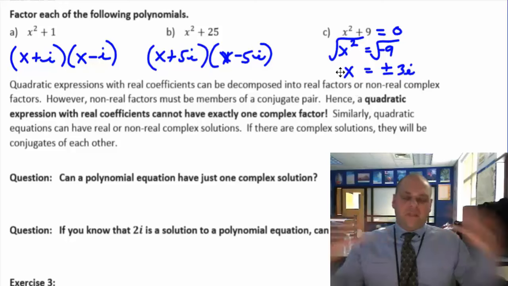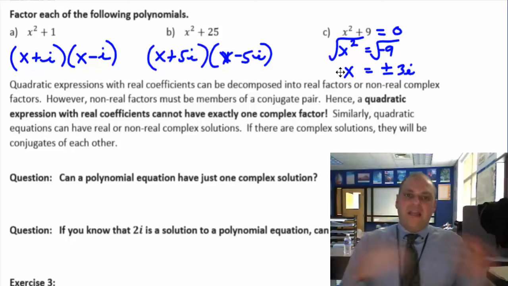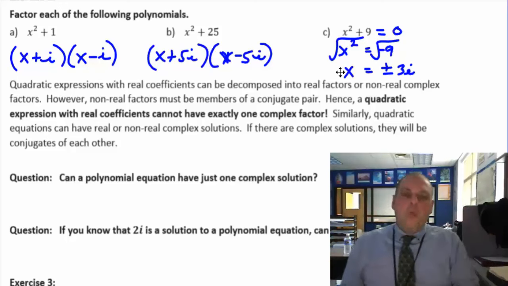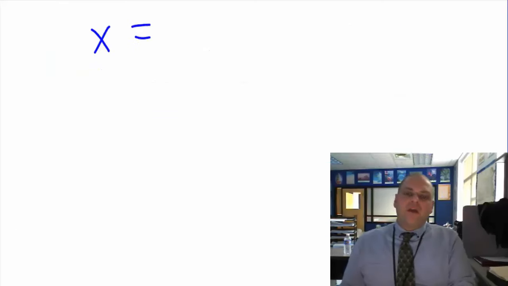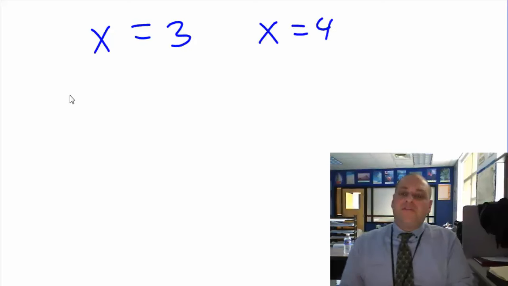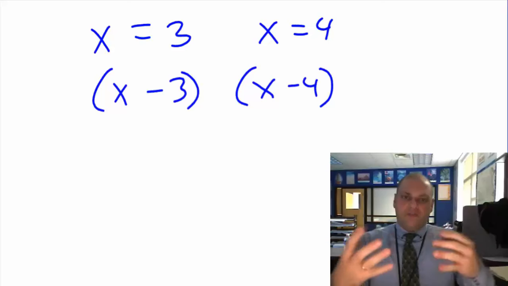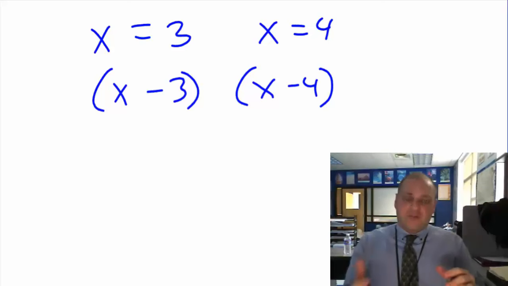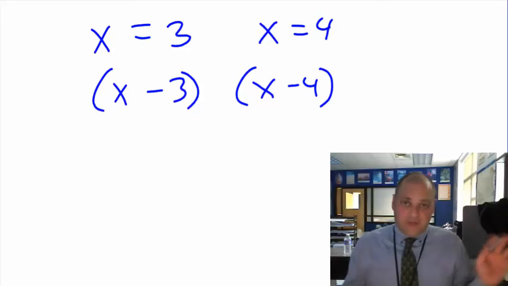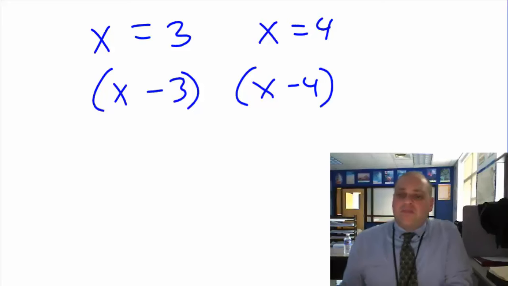Okay, so now we've got to think. If 3i and negative 3i are my solutions, let me back up a little bit. What if x equals 3 and x equals 4? What if those were your solutions? Well, we would know that the factors were x minus 3 and x minus 4. Okay, does that make sense? If you had solutions of 3 and 4, we know our factors are x minus 3, x minus 4. We've been doing that forever, okay? So it applies to imaginary numbers as well.